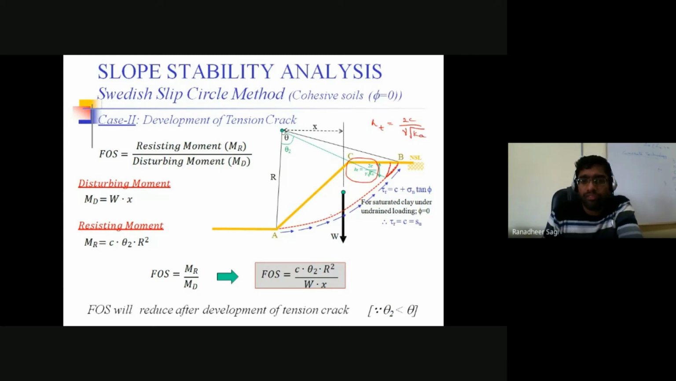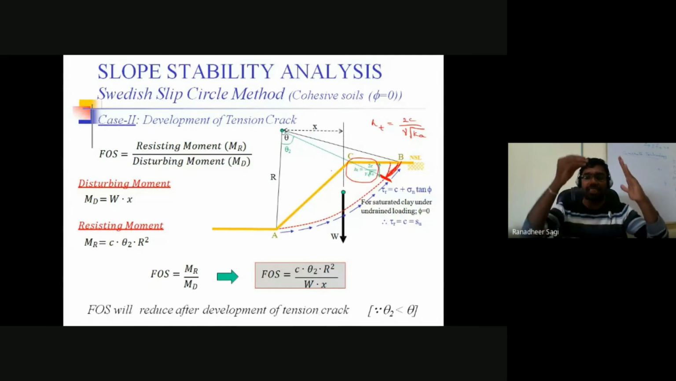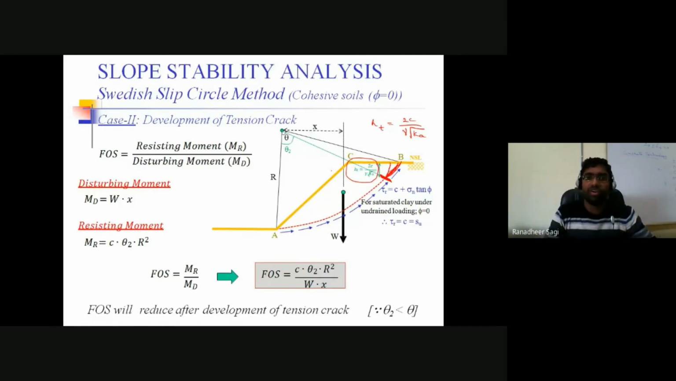Now, earlier the failure surface was developed till the natural ground, but because of the tension crack, the failure surface stops only till here. Beyond this, you cannot see any further failure surface developing, because the soil in that region has already failed. Now what is going to happen? Earlier, the angle subtended at the center of the arc of the circle was theta.